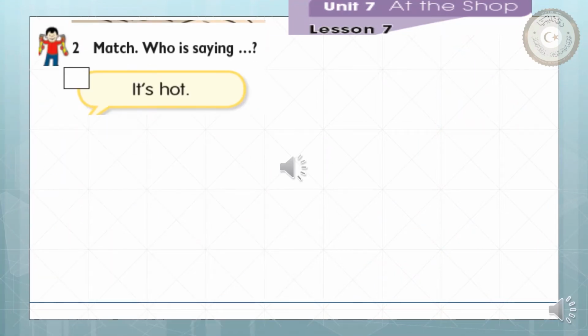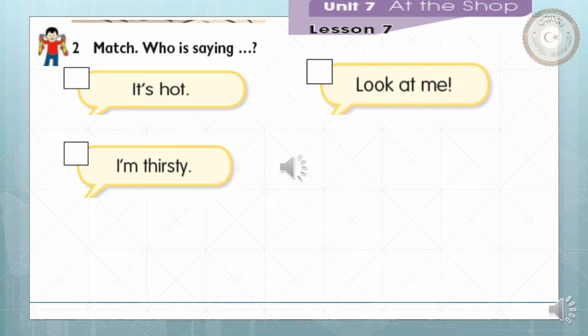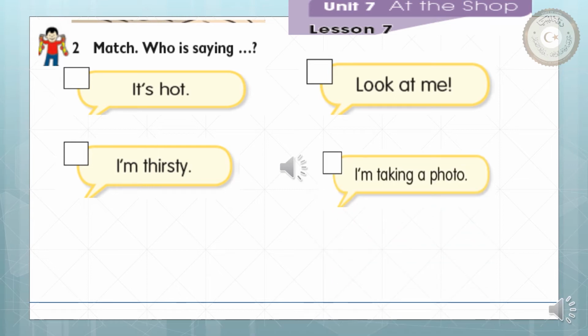Now look at here. These are the speech bubbles. The first one: it's hot. I'm thirsty. Look at me, I'm taking a photo. So who's saying it's hot?